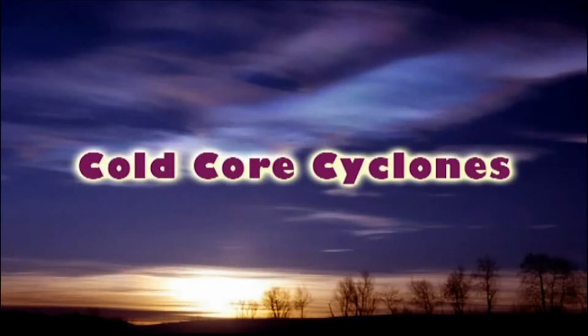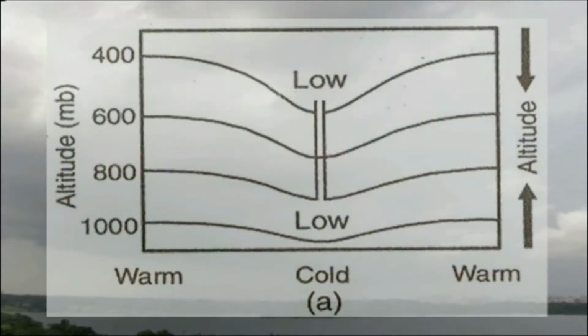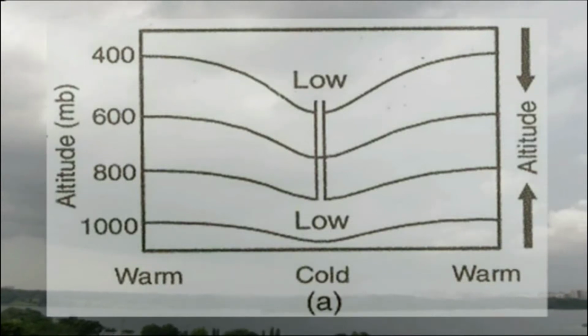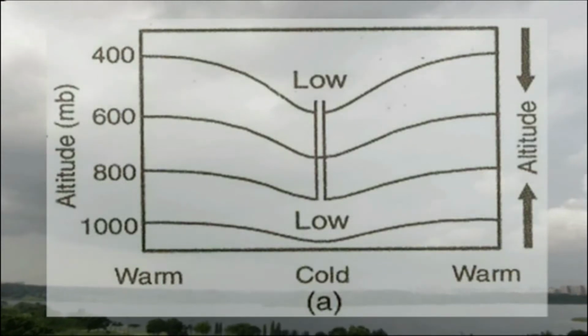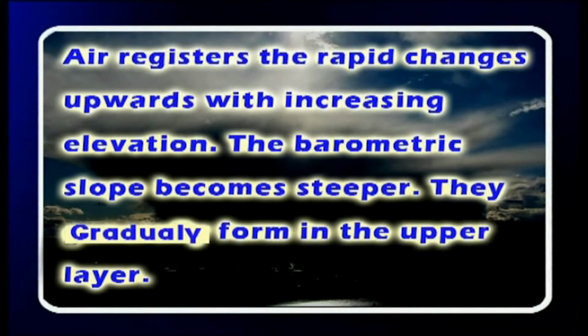And now let us see the cold core cyclones. In this type of cyclone, the temperature is lowest at the center and increases towards the outer margin. Air registers rapid changes upwards with increasing elevation. The barometric slope becomes steeper. They gradually form in the upper layer. Icelandic and Aleutian lows are the typical examples of cold core cyclones.